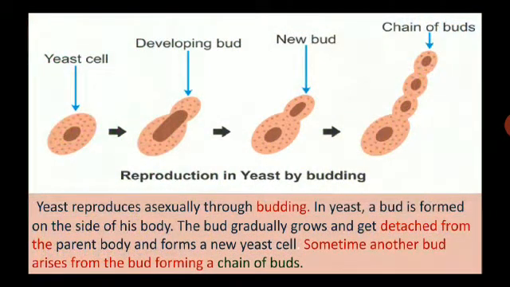Now, let us discuss reproduction in yeast by budding. Yeast reproduces asexually through budding. In yeast, a bud is formed on the side of its body. The bud gradually grows. Sometimes these buds get detached from the parent body and form a new yeast cell. Sometimes another bud arises from the bud, forming a chain of buds. So this is the reproduction in yeast by the process called budding.